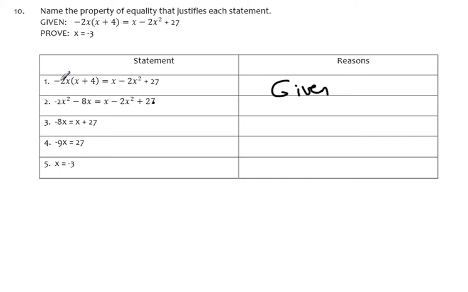Okay, on the next step, the negative 2x becomes a negative 2x squared. Well, what happened here is they did negative 2x times x, and x times x becomes x squared. Then we did negative 2x times 4, which is negative 8x. And nothing has changed on this side of the equation. So the property that we've used is the distributive property.